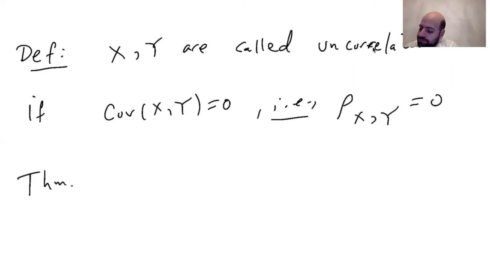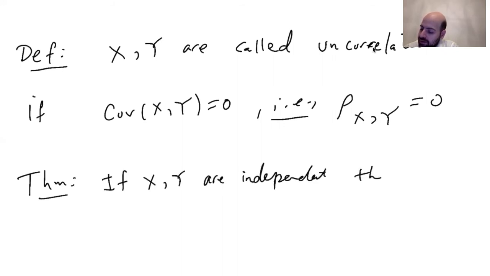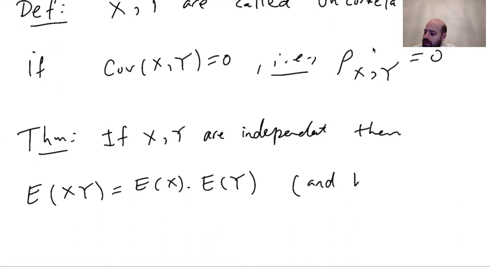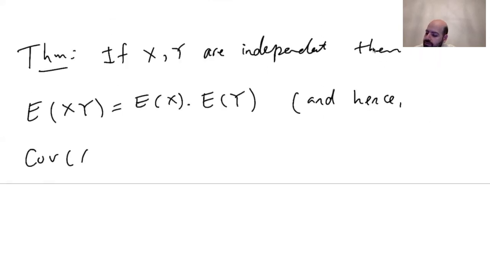So the theorem is that if X and Y are independent, then E of XY is equal to E of X times E of Y, and hence covariance XY is equal to 0. Right? Remember, covariance of X and Y is expected value of XY minus expected value of X times expected value of Y. So if E of XY is equal to E of X times E of Y, covariance will be 0, which is the case if X and Y are independent.